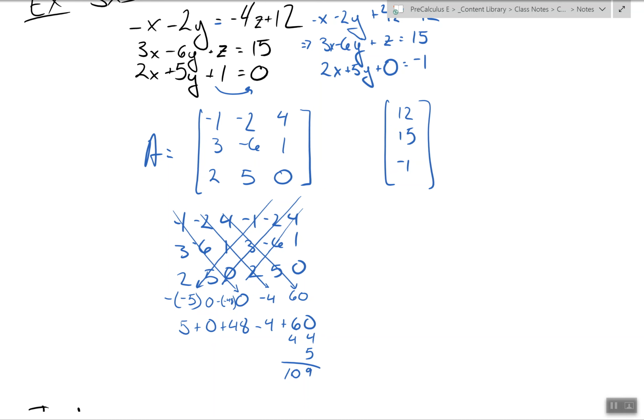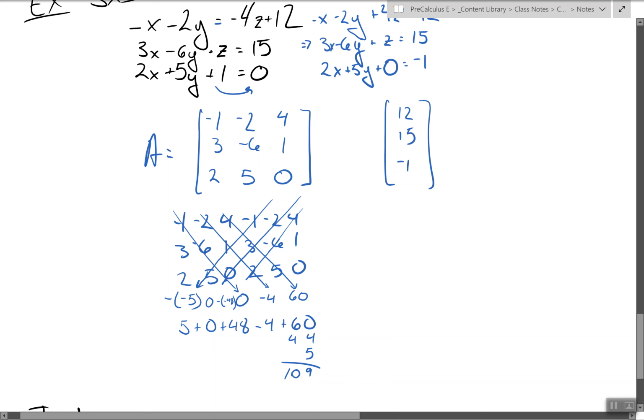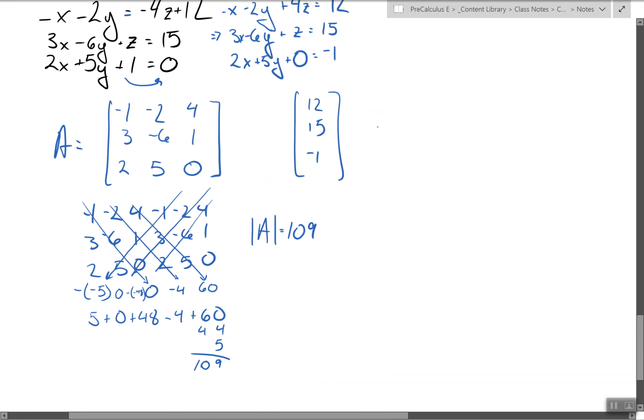Okay, so we'll work through this. We are actually going to get some pretty large numbers on the replacing as well. So hopefully they're all divisible by 109. So when we do A1, we are going to replace the first column with these answers. So 12, 15, negative 1, negative 2, 4, negative 6, 1, 5, 0.